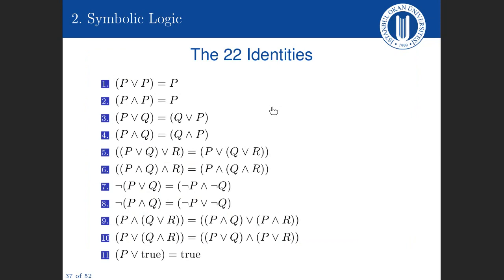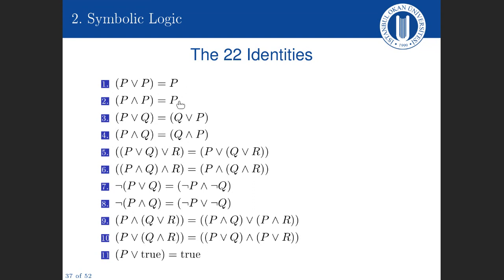There are 22 identities to talk about. These start off quite easy, but as we get to the end of the list, I'm going to need to be explaining those in more detail. P or P. Is P true or is P true? If P is true, this is true. If P is false, this is false. This is exactly the same as P.